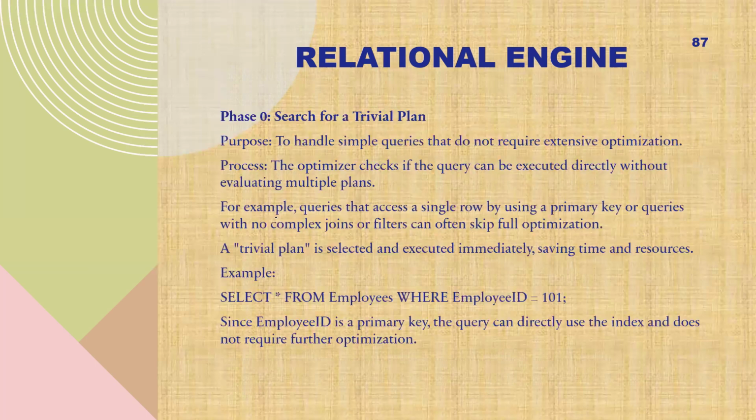So let me talk about phase 0 first. For example, suppose I'm running one query: select star from employee where employee ID is equal to 101. Does it require any optimization? It is a very simple query, right? And here the employee ID is the primary key. So this is directly going to use the index, and it is going to fetch the data. So it does not require any further optimizations. This type of query will be in phase 0. This is for the basic query.